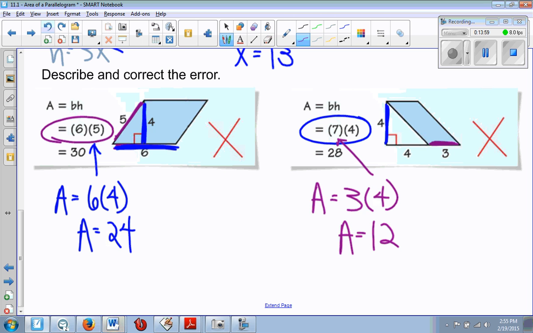So what you'll do the rest of class then is you're going to have an in-class activity to work on. You may work with a partner, and you're just going to have a lot of problems where you're finding areas of parallelograms and or answering some application type problems like the back of this sheet.